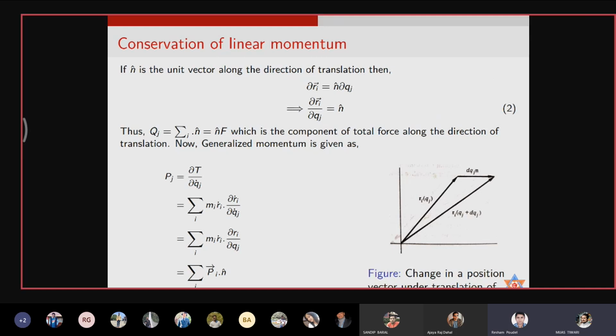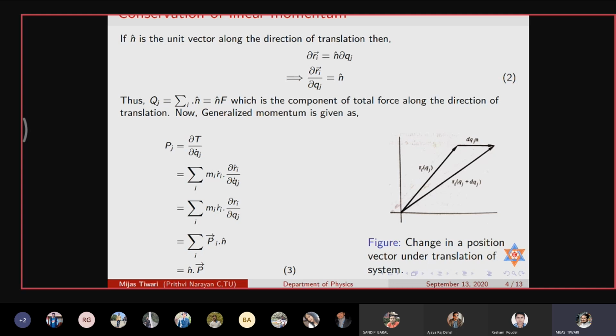Now here we have substituted the value of n cap from equation 2, and got qj equal to n dot F, which represents the component of force along the direction of translation. Now we need to show that the generalized momentum pj equals the partial derivative of T with respect to the velocity.